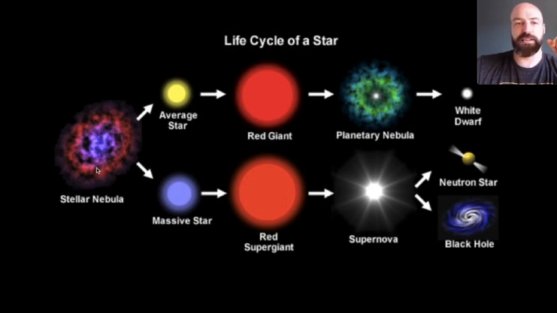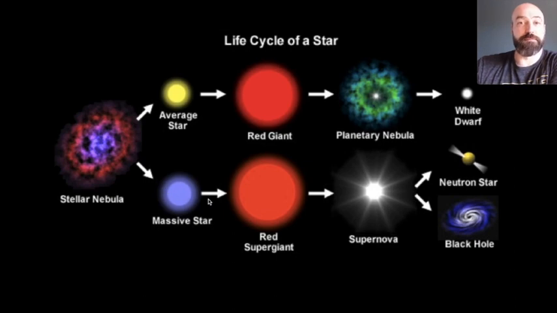Again, here's our life cycle of a star. We saw this in the last video. The top row is the main sequence, our average size stars. This is like our sun, 1 solar mass. It's going to become a red giant. It's going to kind of explode in a nova, planetary nebula, and be left with the core material as a white dwarf.